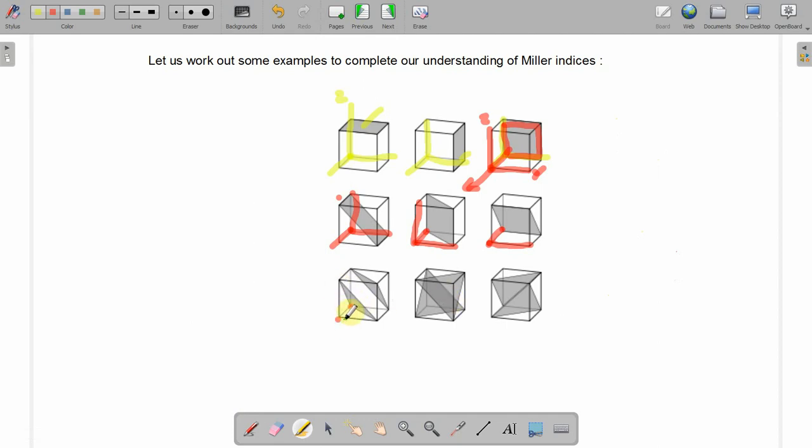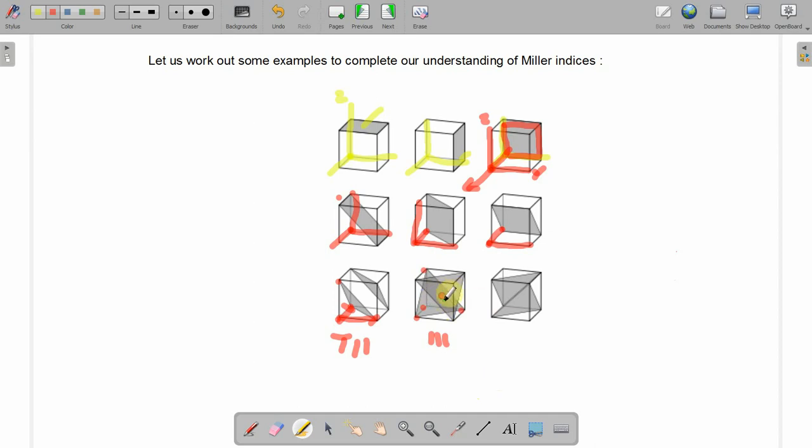If you shift to this point, it is intercepting the y at 1, x at 1, and z at 1, but x is -1. So it is 1 bar 1, 1. Now this plane, if you try to do this, this is cutting it at 1, 1, and 1. So it is straight away 1, 1, and 1.